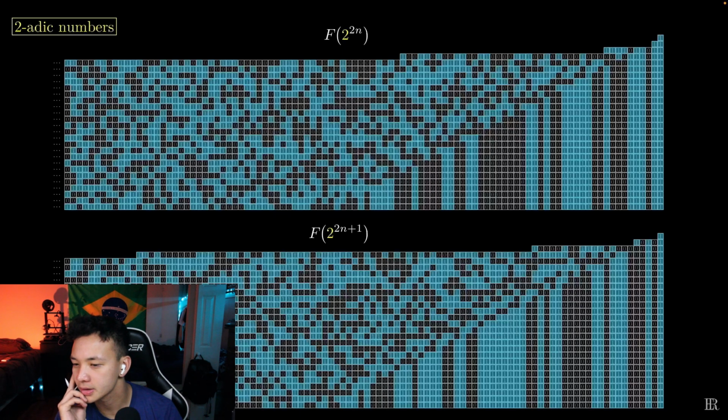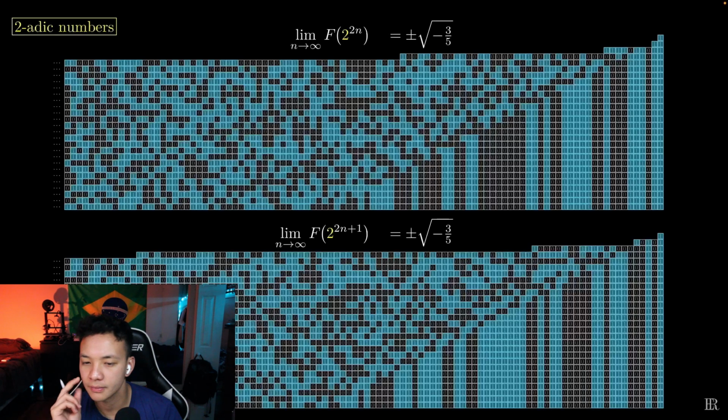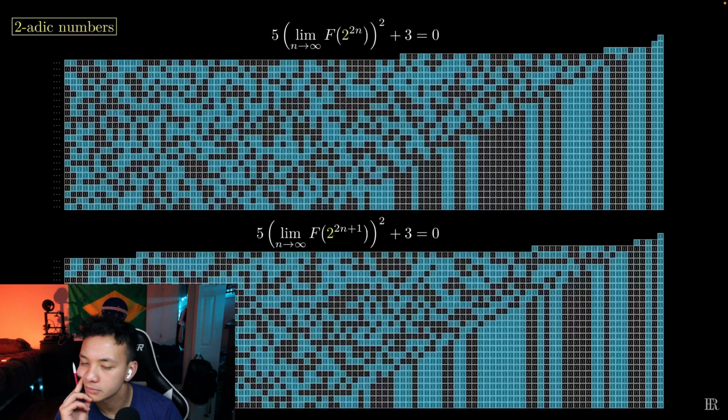These two limits are the two square roots of -3/5. Be careful not to fall into the trap of thinking that these are complex numbers. These aren't complex numbers. These are 2-adic integers that when you square them, multiply by 5, and then add 3, give you 0.